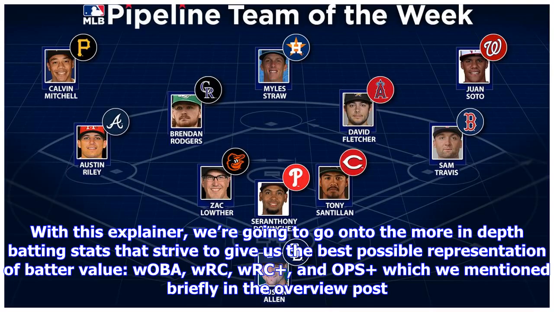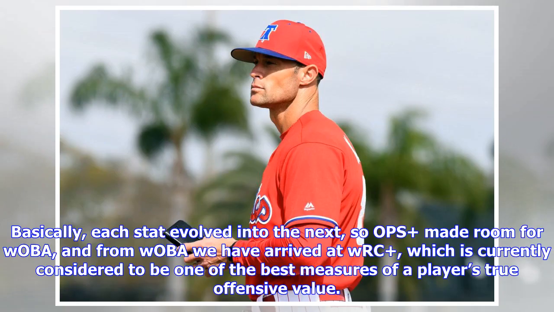With this explainer, we are going to go on to the more in-depth batting stats that strive to give us the best possible representation of batter value: wOBA, wRC, and OPS+, which we mentioned briefly in the overview post. Basically, each stat evolved into the next, so OPS+ made room for wOBA, and from wOBA we have arrived at wRC+, which is currently considered to be one of the best measures of a player's true offensive value.